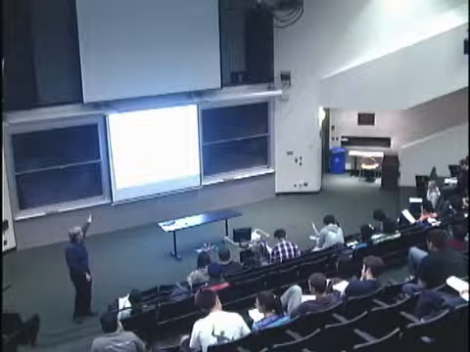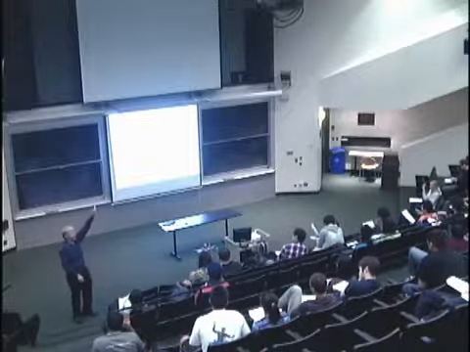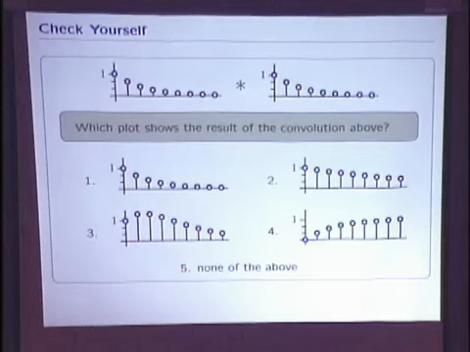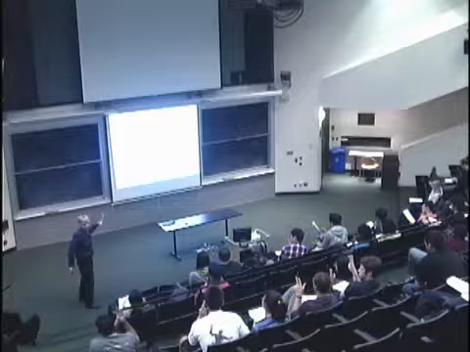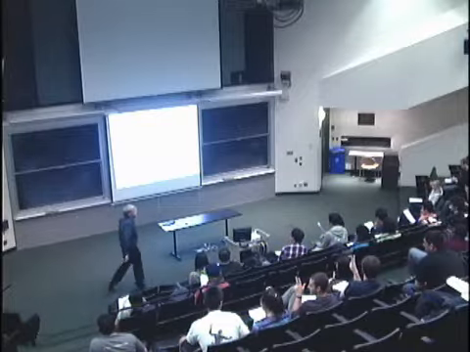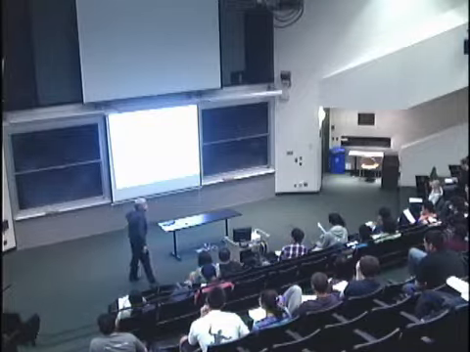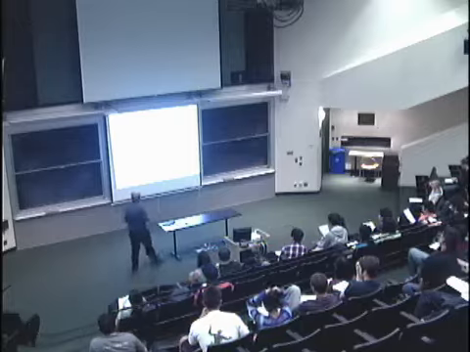So which one's right? 1, 2, 3, 4, or 5? Looks good. I only see one wrong, two wrong. So 95% or so. So how do I think about this?